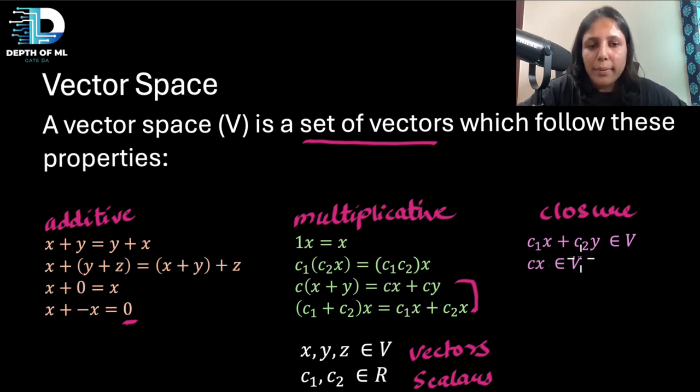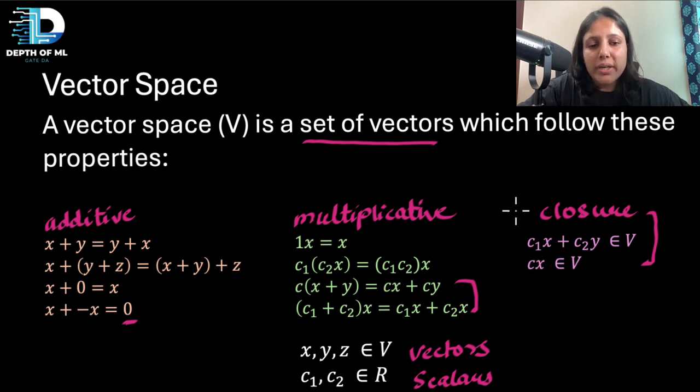The third one is the closure property, and this is very important because the additive and multiplicative properties are basically inherited by subspaces. When we talk about subspaces, it will become clearer. The subspace, which is a subset of a vector space, will always inherit additivity and multiplicativity. The only thing that helps us determine whether it's a valid subspace or not is the closure property. So we should pay attention to the closure property, as it usually helps us determine whether a subset of a vector space is a subspace or not.